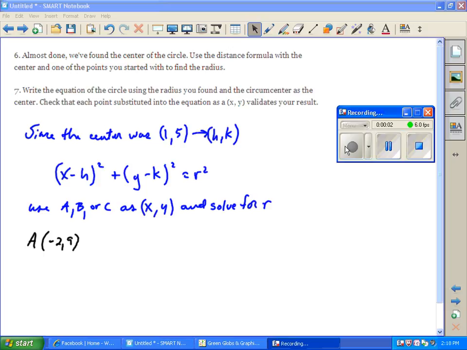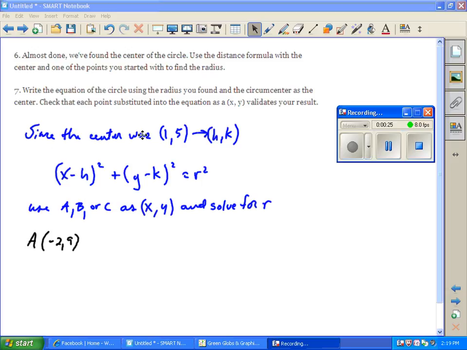All right, we're almost done. We found the center of the circle, now we're going to use the distance formula with the center and one of the points you started with to find the radius. Actually, we don't have to use a distance formula. We can just use the standard form of a circle, which is a version of the distance formula, to do this. We're going to find the radius.